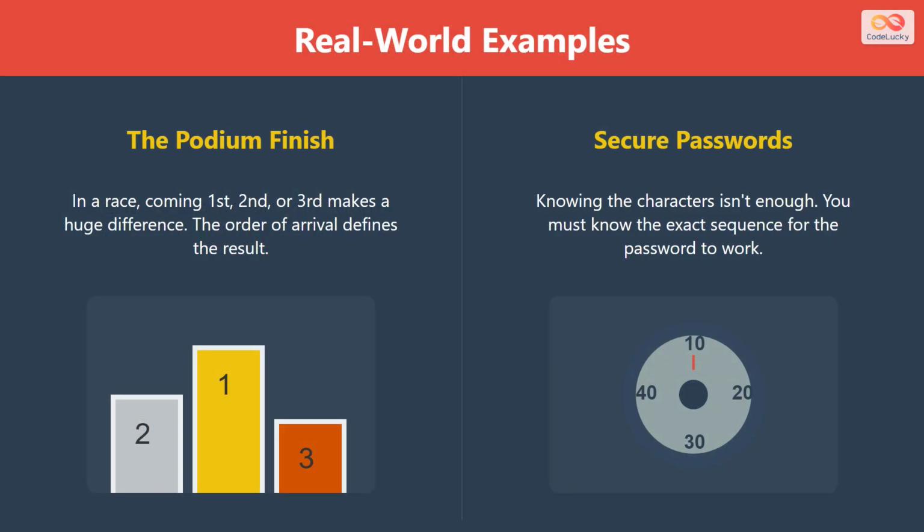Let's look at real life. Think about a race podium. Finishing first, second, or third uses the same three people, but the result is very different depending on who stands where. Or think about a combination lock. We call it a combination lock, but mathematically it's actually a permutation lock. Entering 10, 20, 40 will open it, but 40, 20, 10 will not. The sequence is the key.